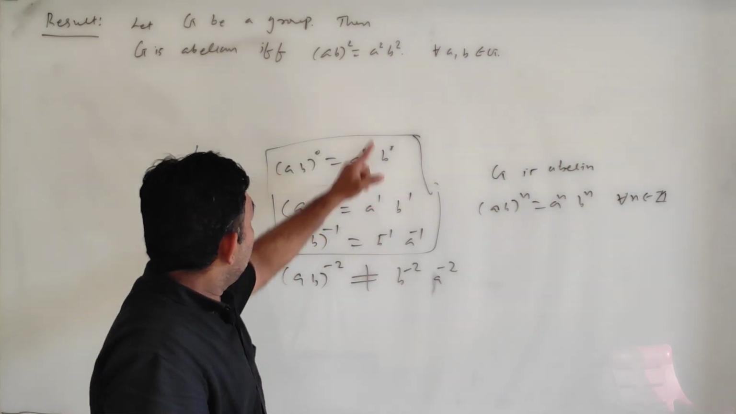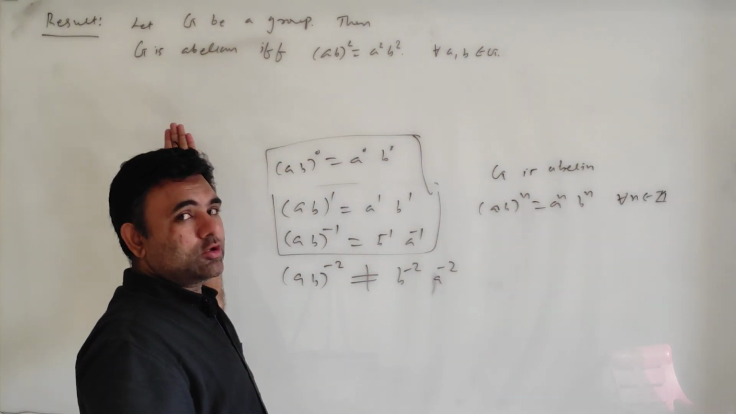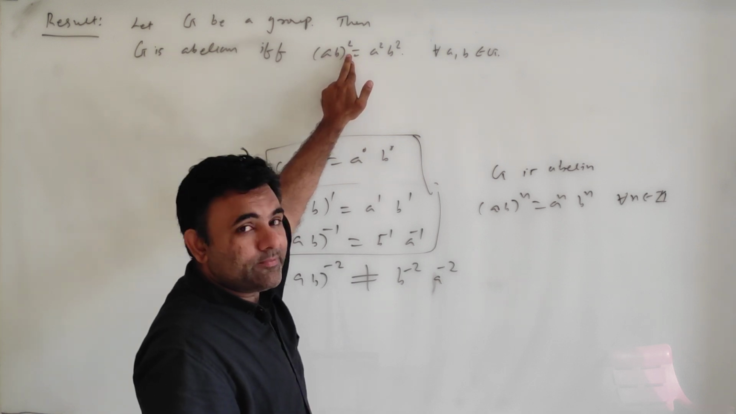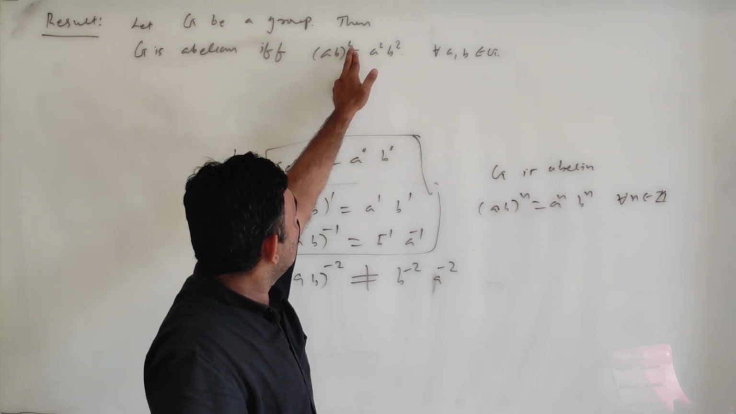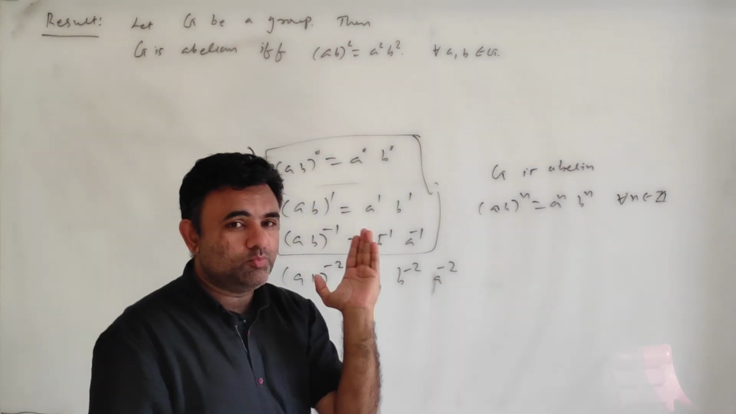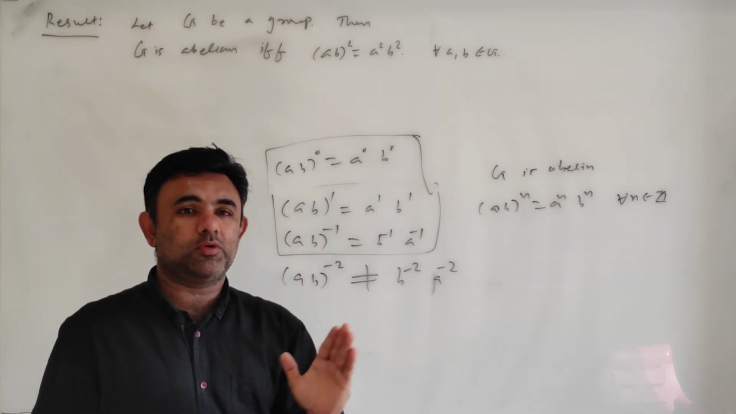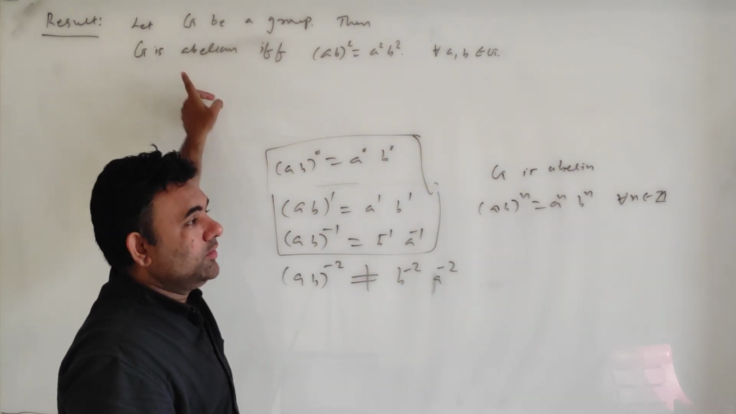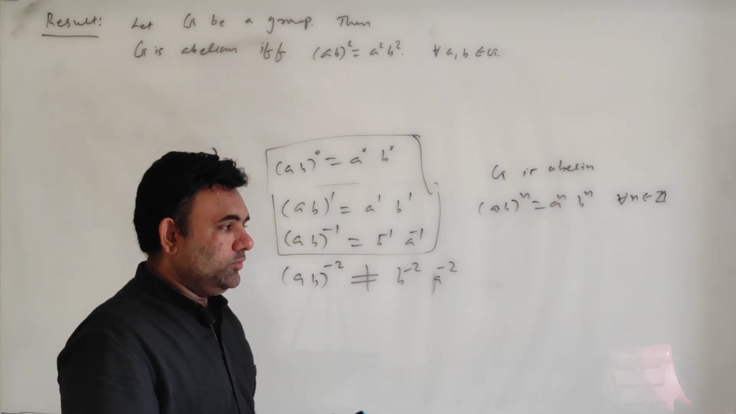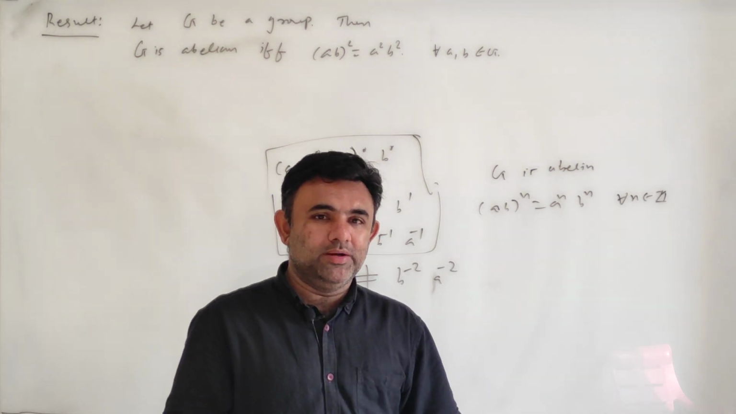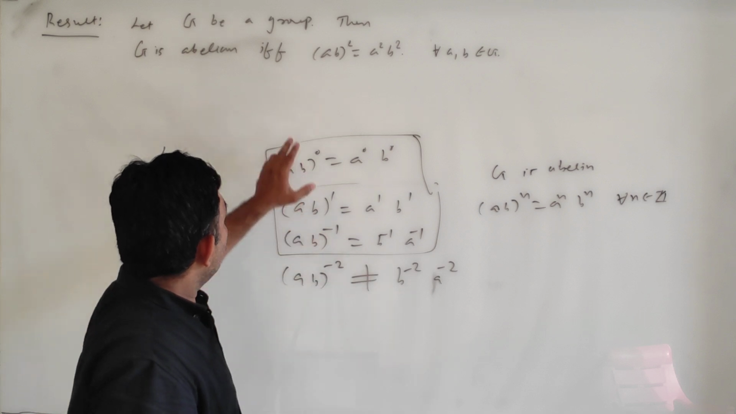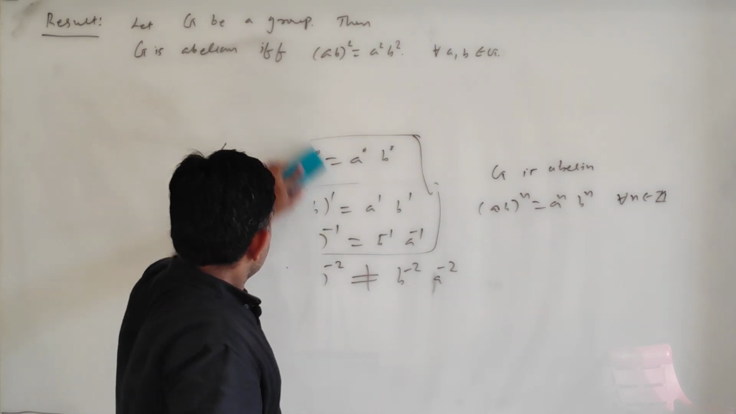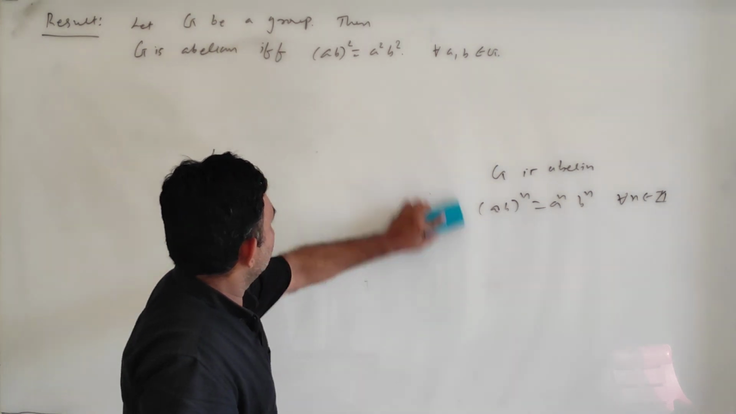But this way is also correct, and that way it says AB square is equal to A square B square, which means if you can distribute 2 power to both A and B from left to right, then your group will be abelian. So you get the condition of abelian in terms of the distribution of the power. So let us prove this result. Proof is very simple.